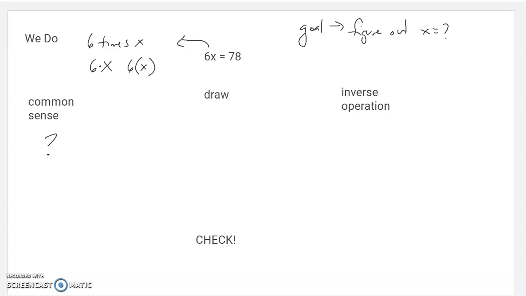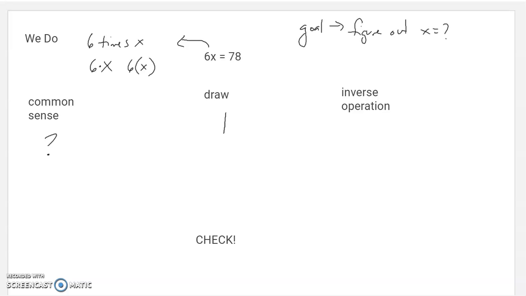You never have to use the common sense strategy, but it is possible sometimes to just look and be able to figure out 6 times what is 78. I could probably figure that out if I wanted to. So I'm going to let you decide if you think you can figure that out with common sense or not. That's not a big deal to me because we're going to abandon the common sense strategy pretty soon because it rarely helps when we get more advanced.